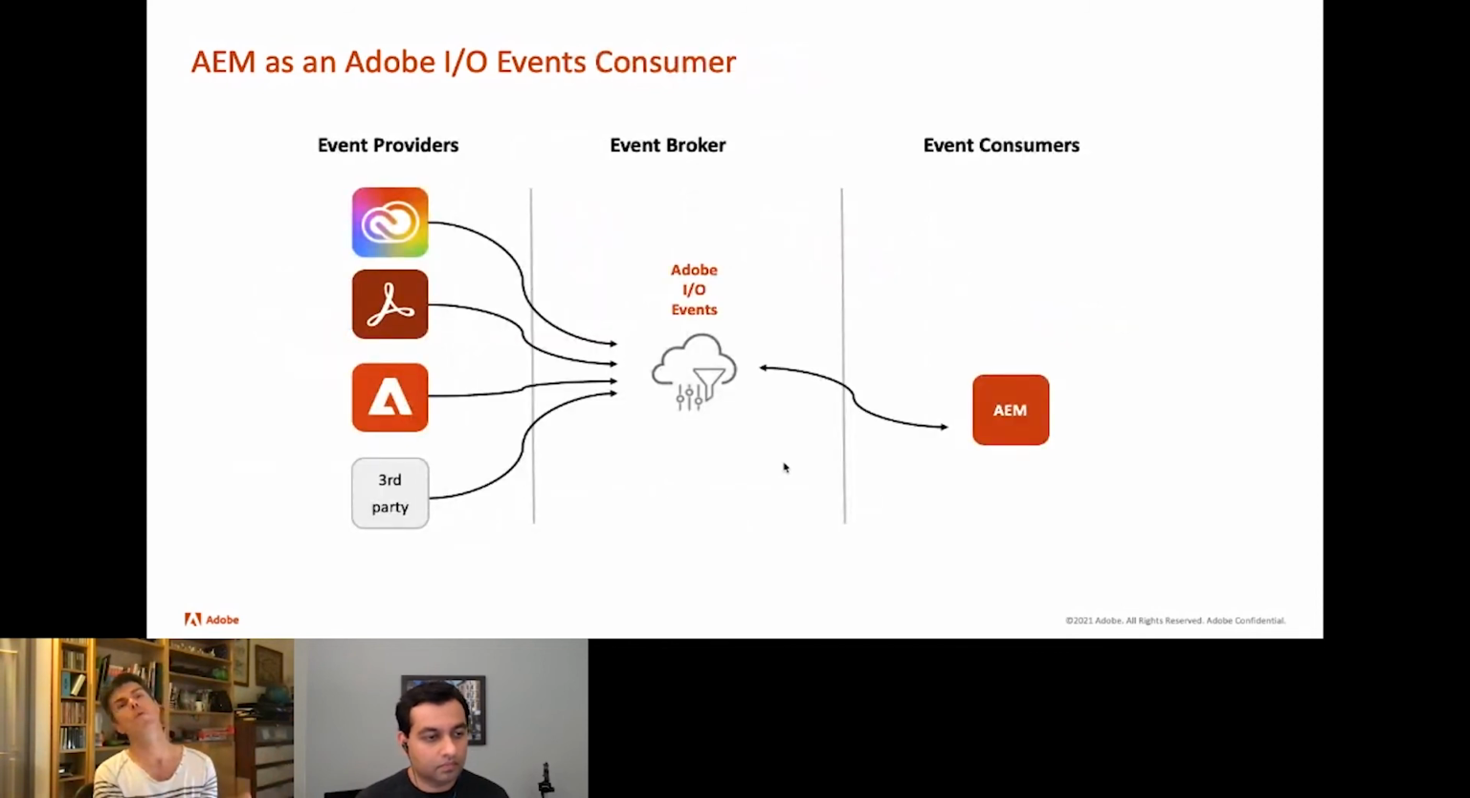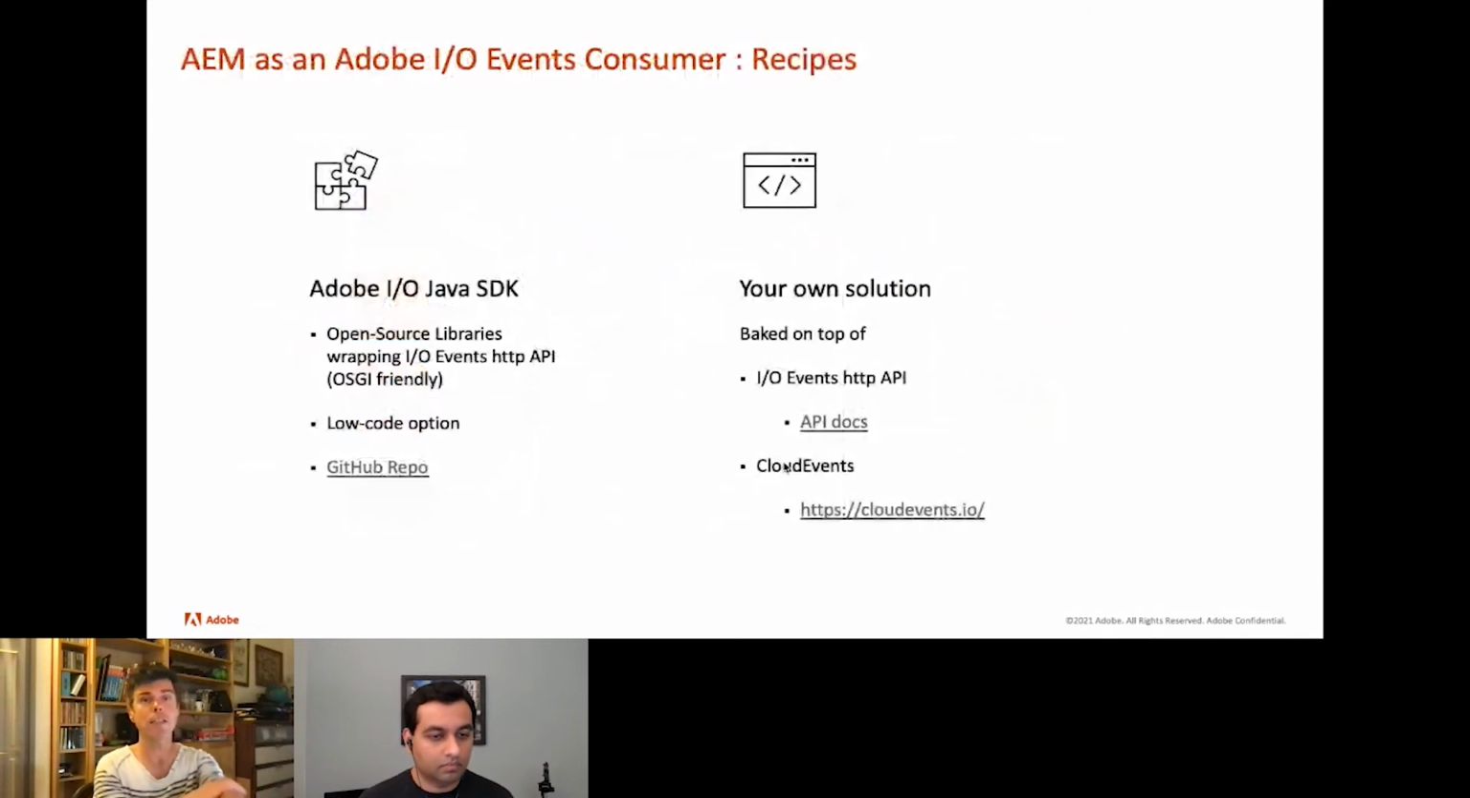Now, if you want to have AEM on the other side, as an Adobe I/O Events consumer, you can very well do so as well. And for this, currently we have two recipes. We have the Adobe I/O Java SDK, OSGi friendly, and containing all the boilerplate code, helping you to consume events using the journaling API. The curl command I just showed you is wrapped, and you can easily pull the journal entry for the latest or oldest entry and have a cron or a job doing that for you in AEM. Or you can go your way with the HTTP API that we documented.